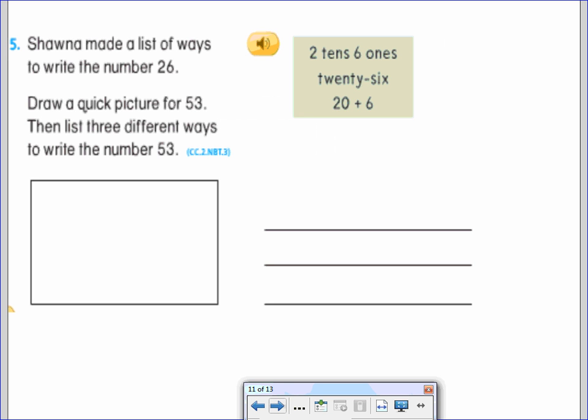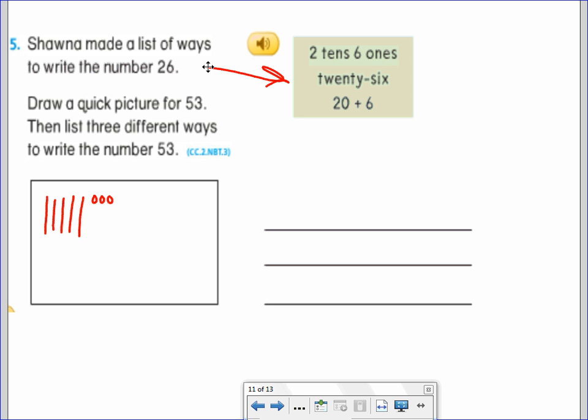Shauna made a list of ways to write the number 26. Here is her list. Draw a quick picture for 53, then list 3 different ways to write the number 53. This was a little confusing because I don't think a lot of you understood why they wrote this, but it's just to show the 3 different ways. Quick picture, 5 sticks and 3 circles. Check your work. And then the 3 ways, we're just going to copy what Shauna did up here.